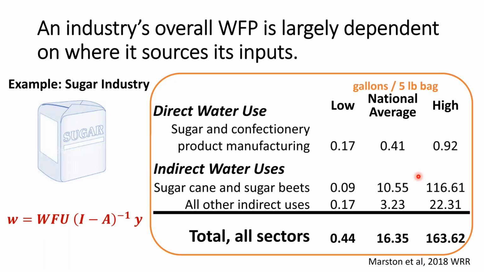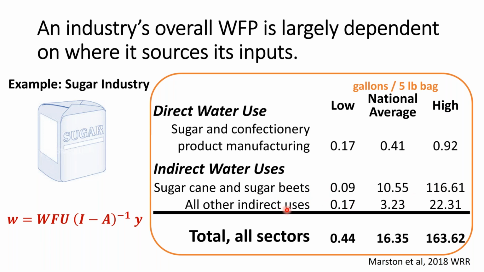One thing I want to point out here is that we're looking at just blue water. So why is there such a discrepancy? Well, it's because this area on the low end is sourcing mainly from rain-fed sugar cane and sugar beet production, so using very little irrigation water to produce those. Whereas here, we're looking at areas that have very little rainfall and instead require a tremendous amount of irrigation in order to produce that same product.